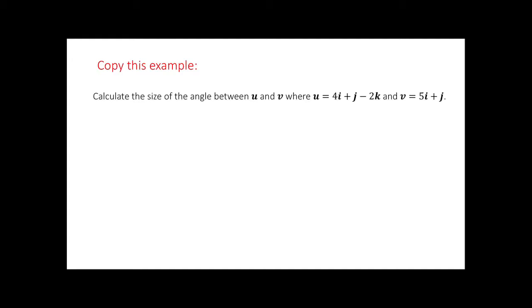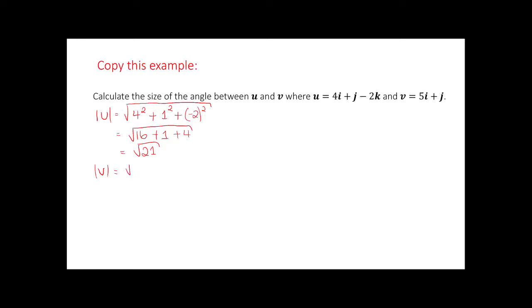So start off, we're going to find the magnitude of u. So the magnitude of u is each of your components squared, added together and square rooted. So we've got 4i, so 4 squared, plus j on its own, so plus 1 squared, and then plus negative 2k, so we've got negative 2 squared. Always watch out for your negatives. So that's going to give us a square root of 16 plus 1 plus 4, which means the magnitude of u is root 21.